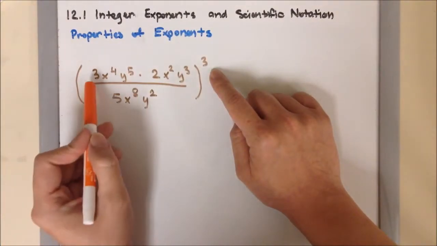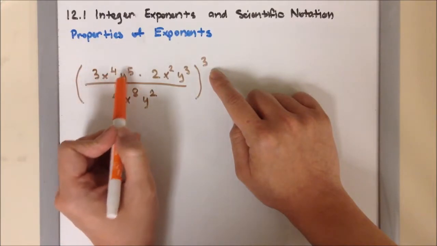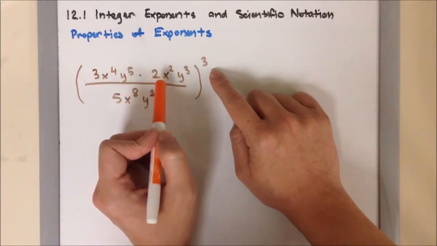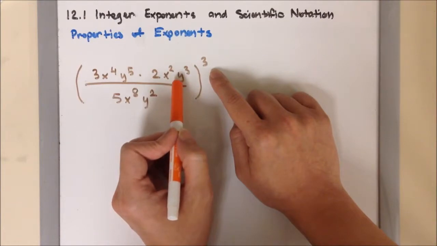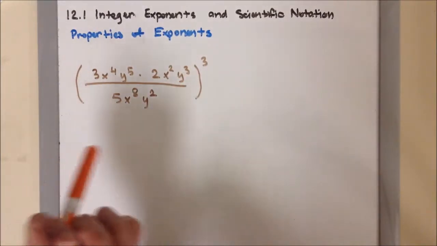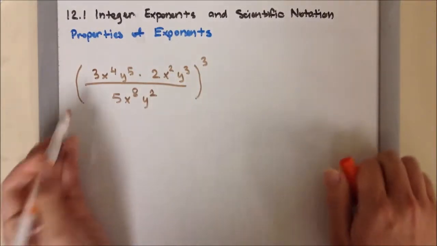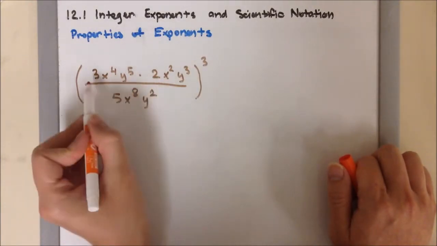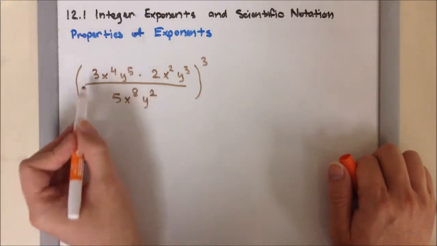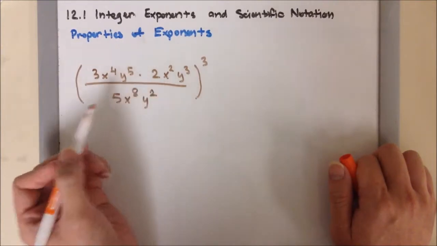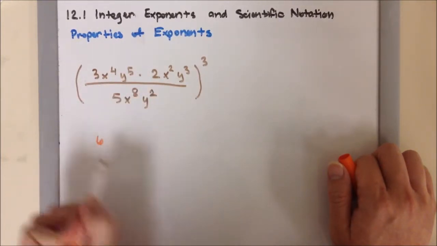In the numerator, it's 3x to the fourth, y to the fifth, times 2x to the second power, and y to the third power. So again, when we're multiplying, the number coefficients are just regular numbers multiplying each other. So 3 times 2 is 6.